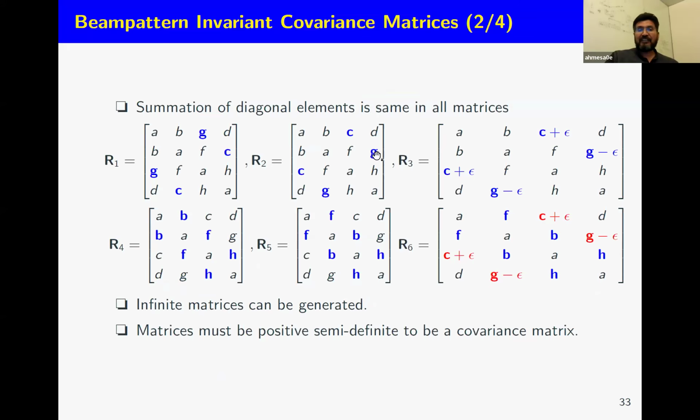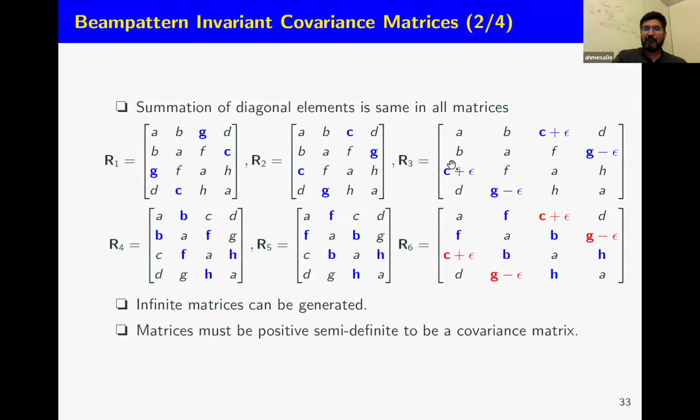If I change C with G, and you check the summation of the diagonal elements, they are not changed. If they are not changed, the beam pattern will not change. But you have a different covariance matrix. One covariance matrix can carry one piece of information, and the second covariance matrix can carry second information. Similarly, we can have others as well, C plus epsilon and G minus epsilon.